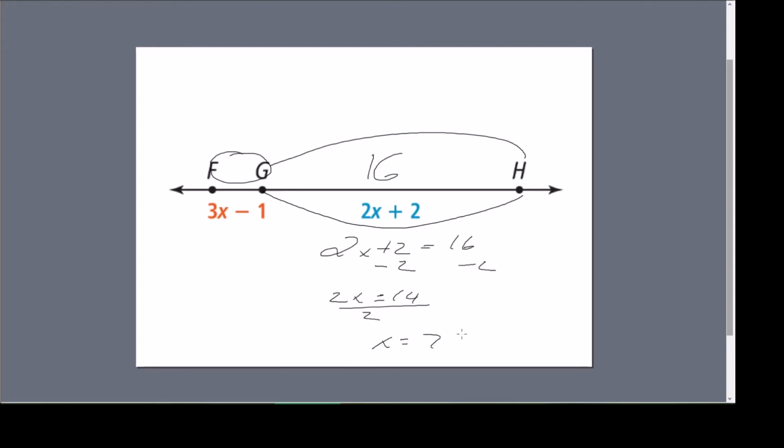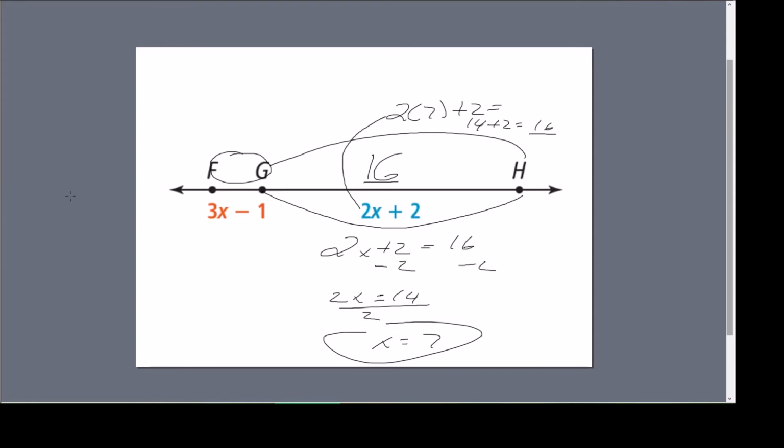So now that I know x is equal to 7, this is not what FG is. This is the value of x. To test to make sure I did it right, I can go back into what I started with. And if this equals 16, then we've done it correctly. So I have 2 times 7 plus 2. That's going to give me 14 plus 2, which is equal to 16. So since this and this are the same number, we verified that x does in fact equal 7.